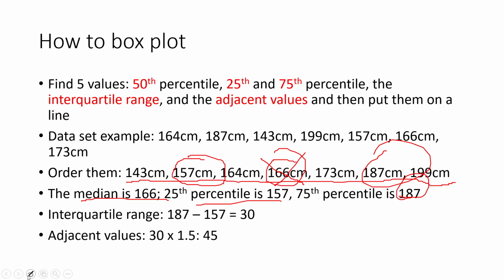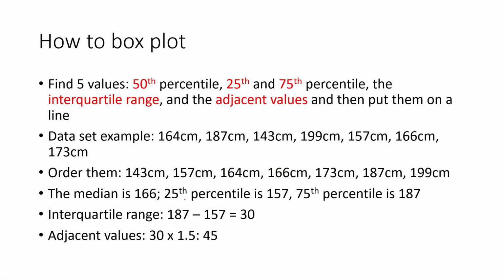Let me just tidy all of this up. Then you want to find the interquartile range, which is just the difference between your 75th percentile and your 25th percentile. And here it is: 187 minus 157 equals 30. And to find the adjacent values, remember that's just the interquartile range times 1.5. So that's 30 times 1.5, which gives you 45.